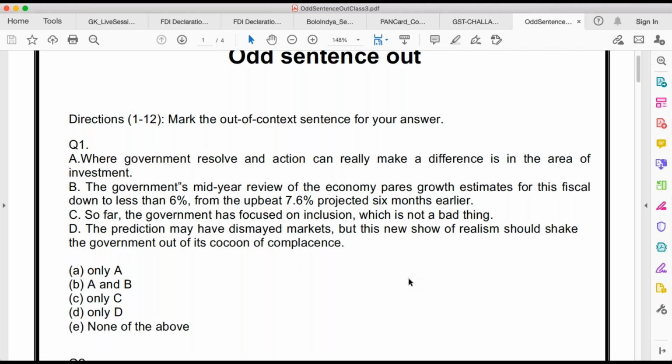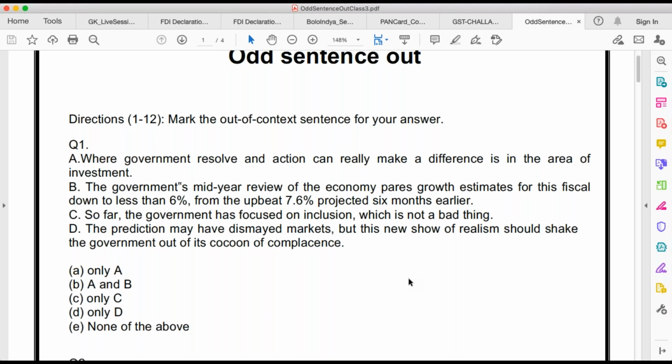Let's talk about A and C. So far, the government has focused on inclusion, which is not a bad thing. And sentence number A, where government resolve and action can really make a difference, is in the area of investment. Now tell me, out of A and C, which is related to economy? Out of A and C, which is related to economy?